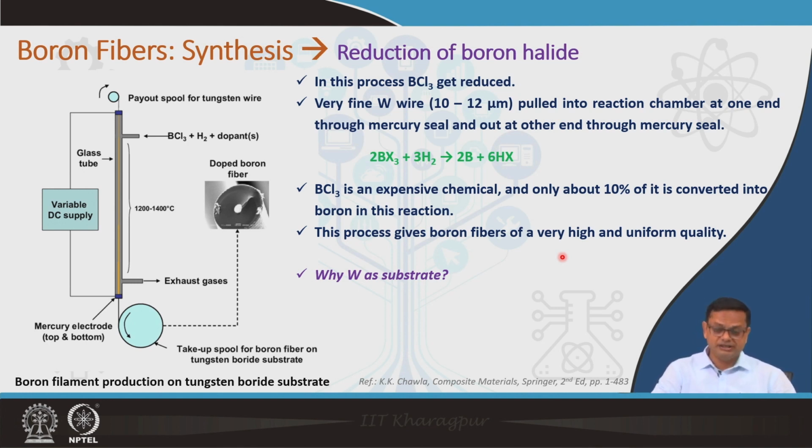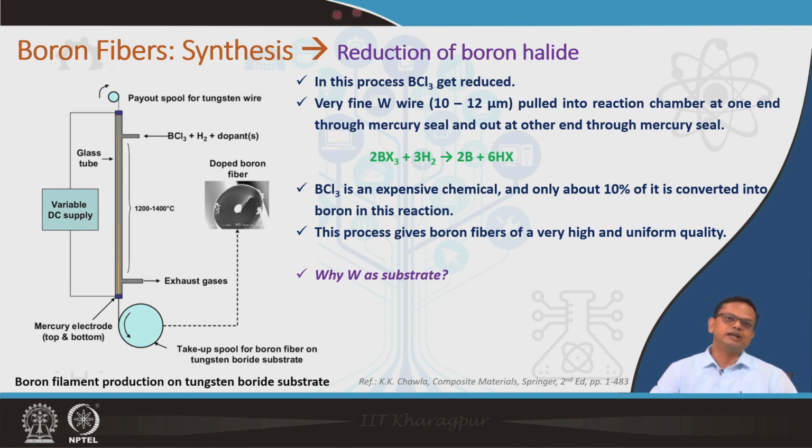Tungsten is costly, tungsten is also heavier, okay. And when we try to make some composite material, we try to reduce the weight also, but then why are we choosing tungsten? There are a few reasons. This is a high temperature process, so we should choose a material which can withstand high temperature without any reaction. Tungsten is good for that.